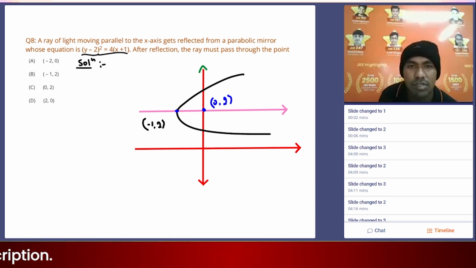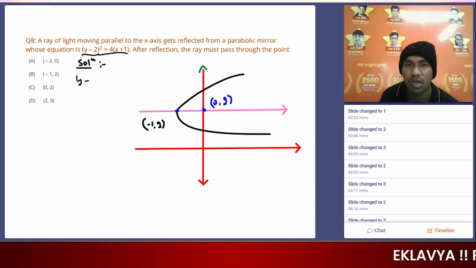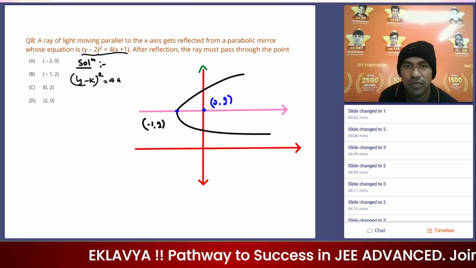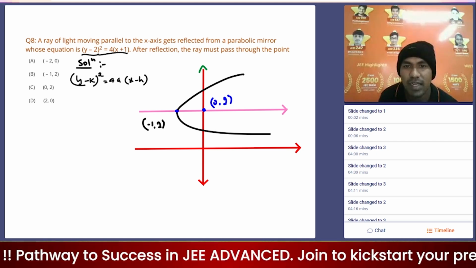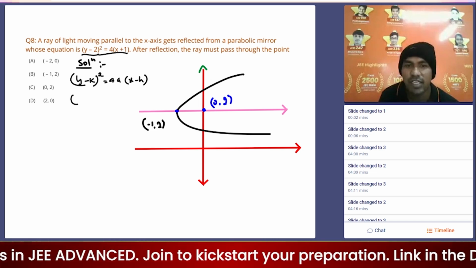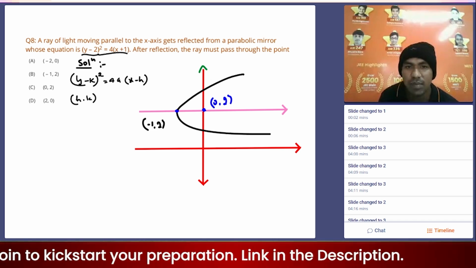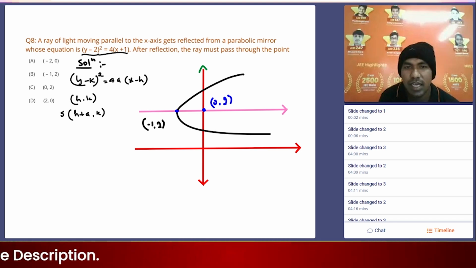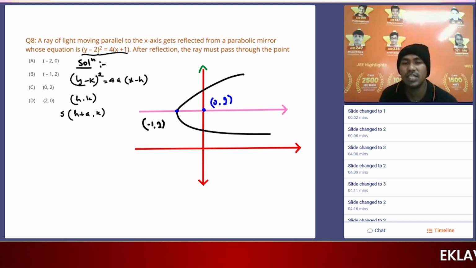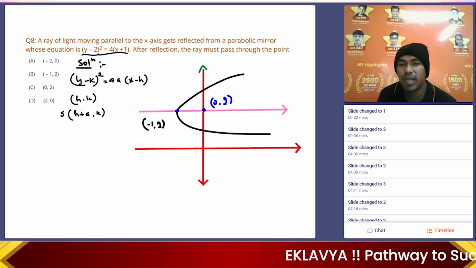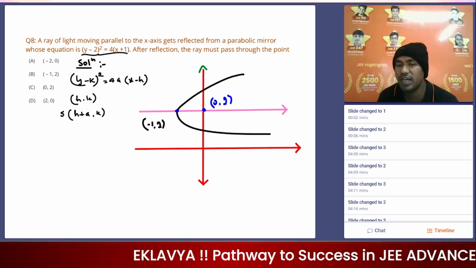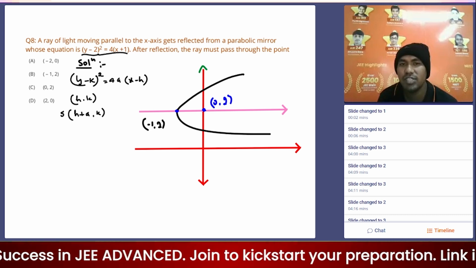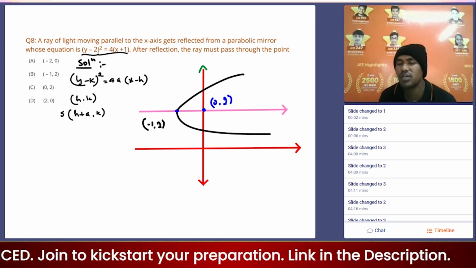Now, if you observe this equation, this represents a parabola, right? Which is of this format, y minus k whole square equals 4a times of x minus h. What is the vertex for this one? The vertex will be h comma k. And what about the focus? The focus will be h plus a comma k. Now the vertex here will be minus 1 comma 2, so somewhere here in the second quadrant. And the focus is h plus a comma k, a is equal to 1, that will be 0 comma 2 is our focus.